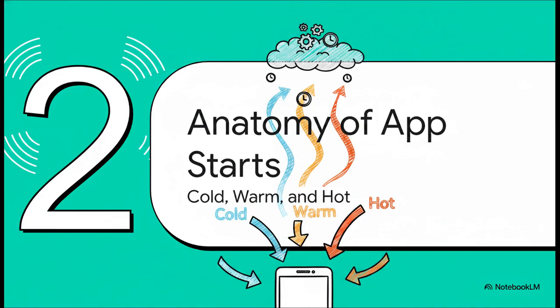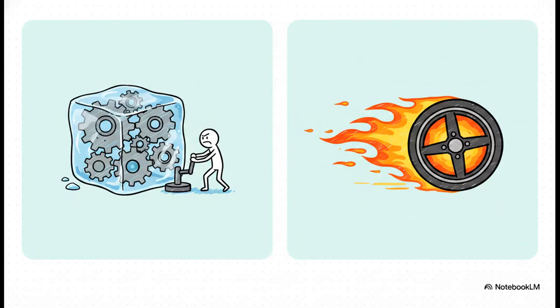Section 2, anatomy of app starts, cold, warm, and hot. To actually fix this dropping user rate, we have to look under the hood. What's happening inside your phone when you hit that icon? Well, it turns out not all app launches are created equal. A hot start is the one we all absolutely love. The app is already hanging out in memory, running in the background, and the system just pops it back to the foreground. Boom, instant.